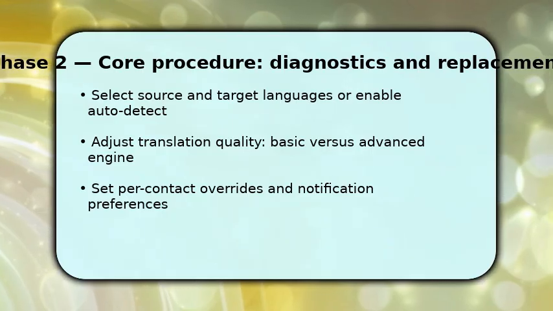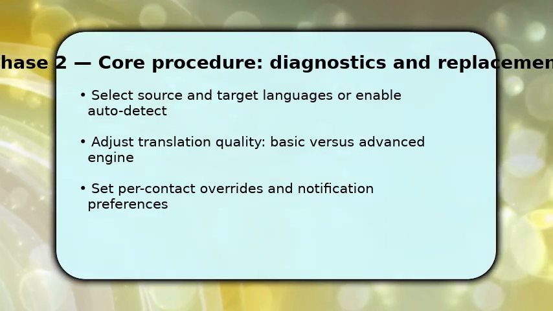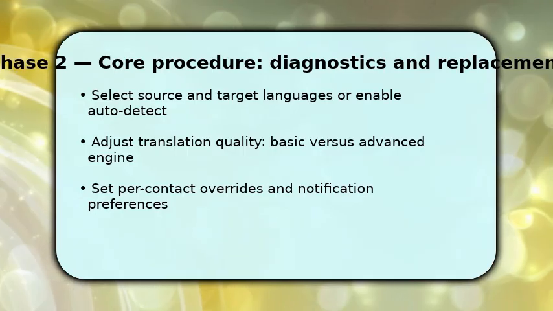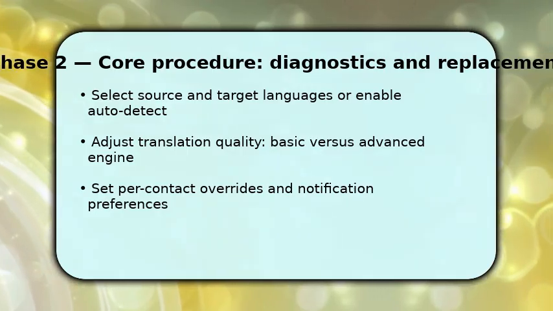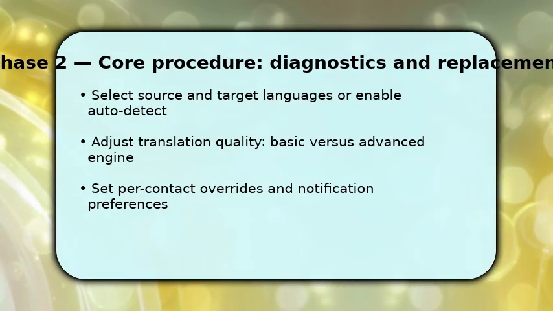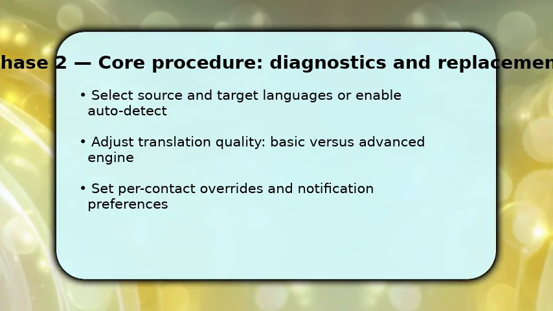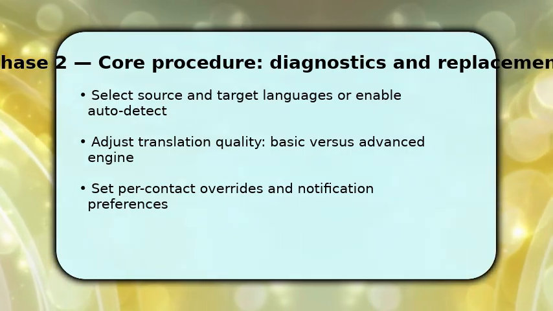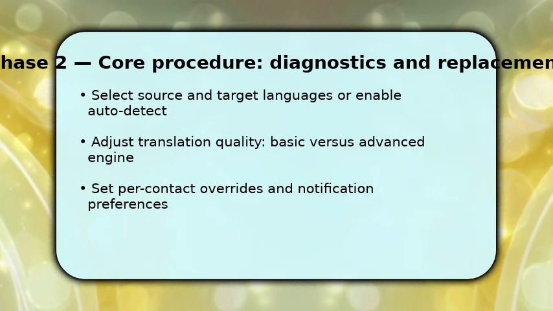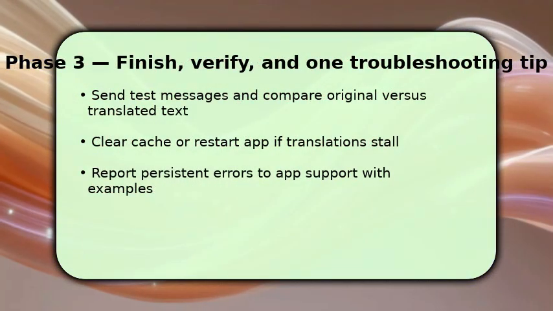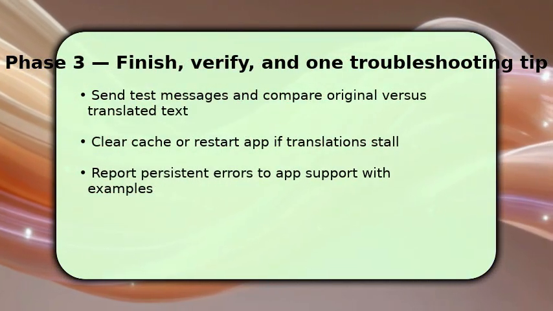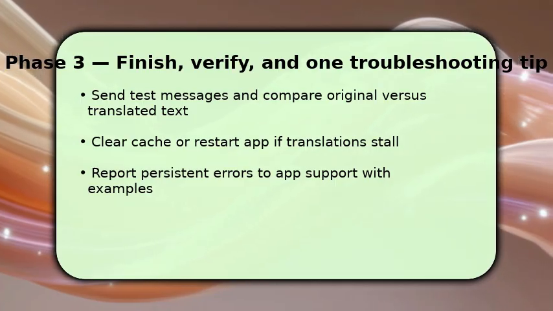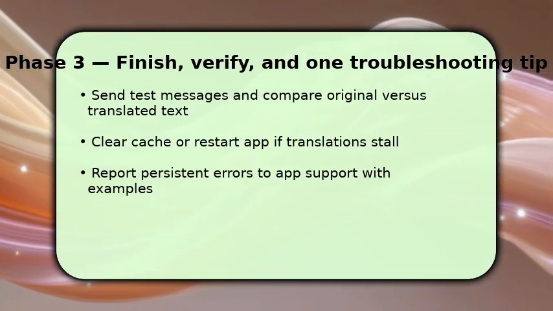Once configured, apply per contact overrides so specific chats keep a preferred language. Make sure notifications reflect translations, and test by sending idioms or slang to see how the engine handles context. This helps you spot odd literal translations early. Finish by sending test messages both ways and compare original text with translated results so you can confirm accuracy.